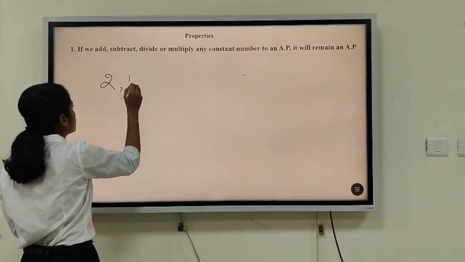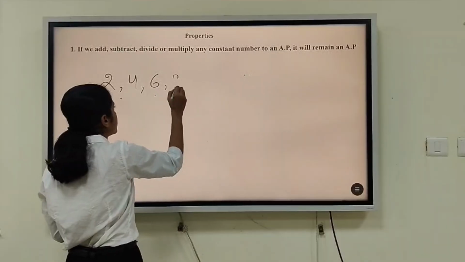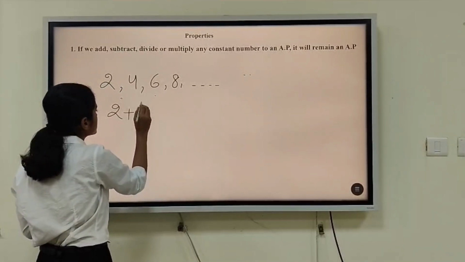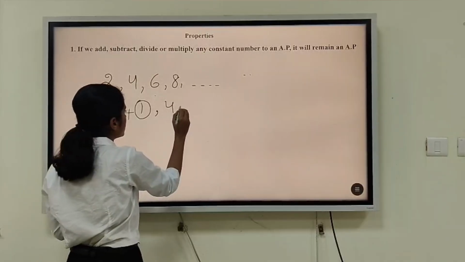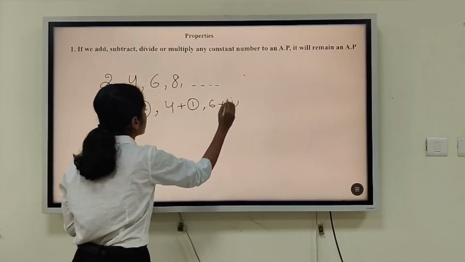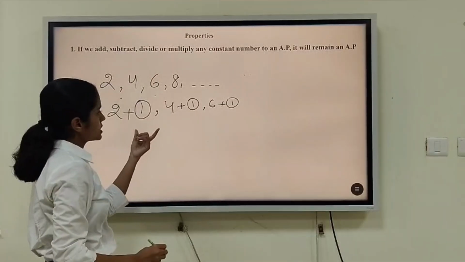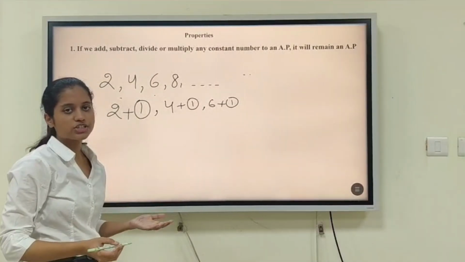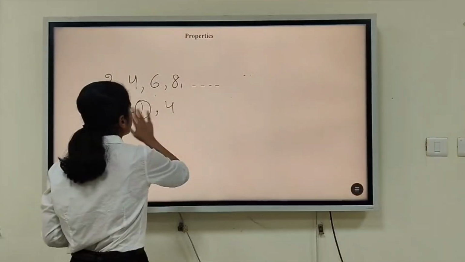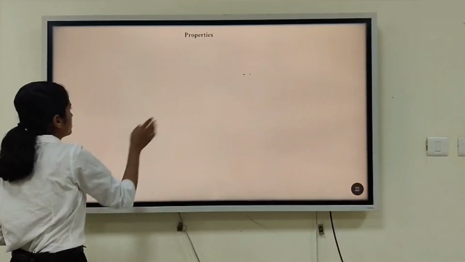Example: 2, 4, 6, 8. This is in AP. If I add a constant value 1 to each of its terms, the resulting sequence is again in AP. Same for subtraction, multiplication and division as well. Now moving to the next property of arithmetic progression.